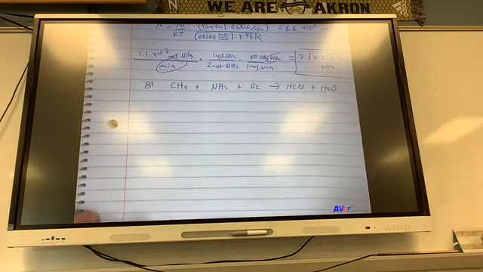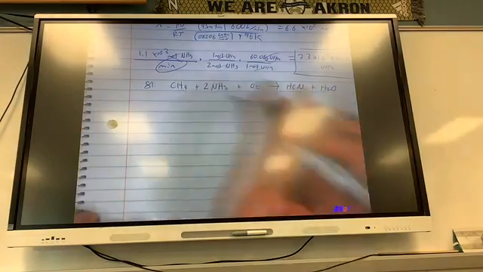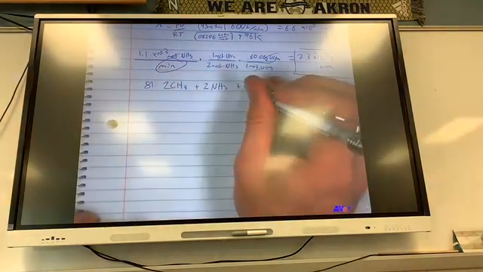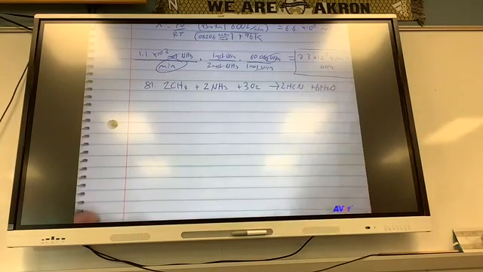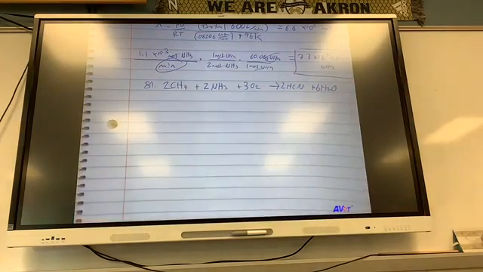Balance this. You're going to have a 2 here, a 2 here, a 3 here, a 2 and a 6. Does that look right? Okay. So on 81, they gave me 20 liters of each, right? Yes? Okay. Liters is a volume.